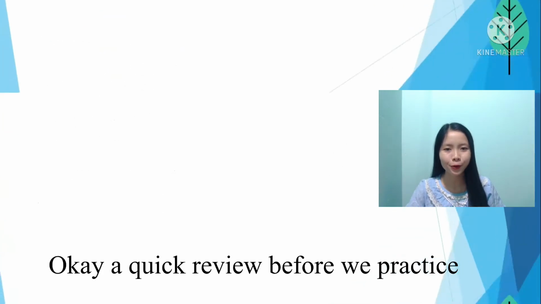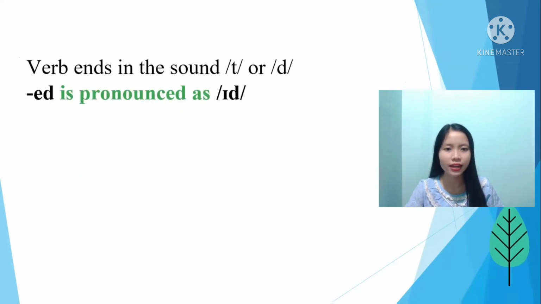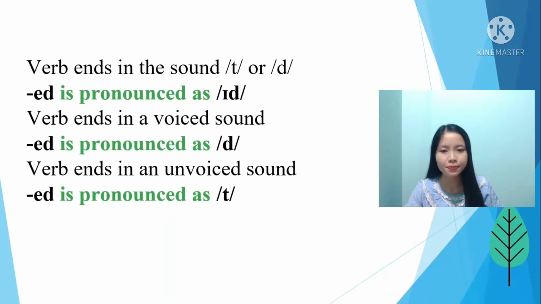Okay, a quick review before we practice. Ending in a t or d sound, then the ed is pronounced as id. Ending in a voiced sound, then the ed is pronounced as d. And ending in an unvoiced sound, then we pronounce the ed as a t sound. Okay, let's practice some exercises.